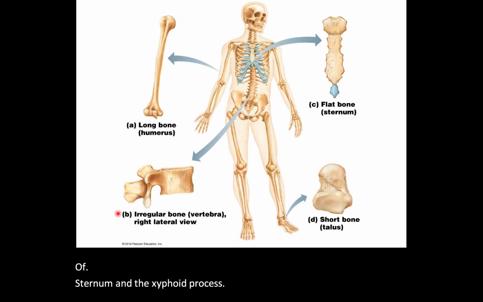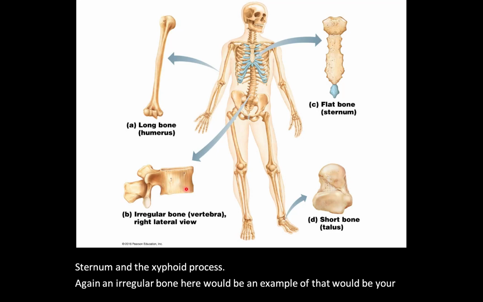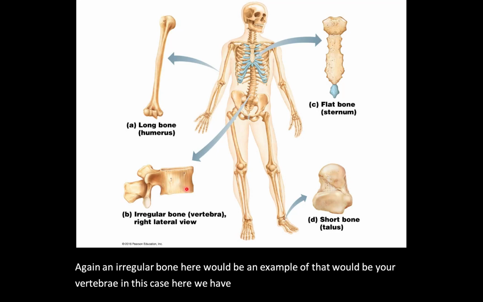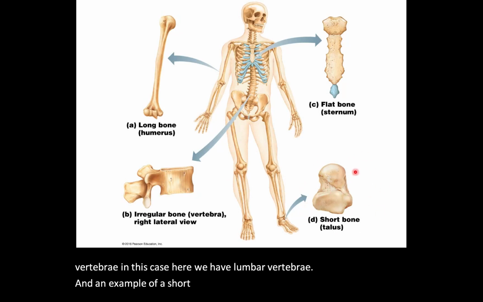Again, an irregular bone here would be your vertebrae. In this case here we have a lumbar vertebra. And an example of a short bone here would be the talus.